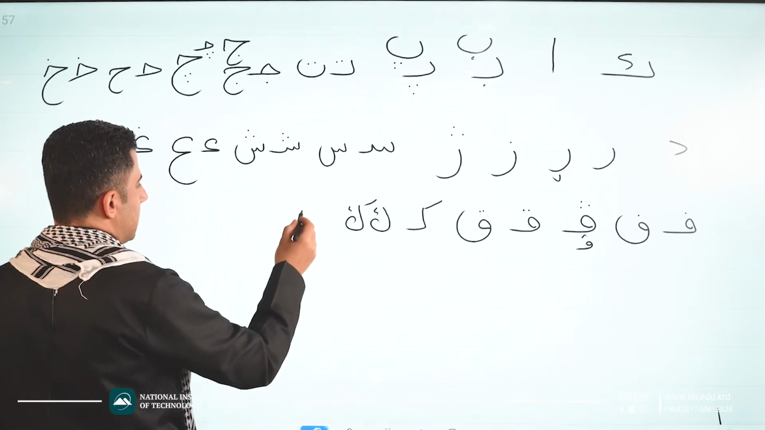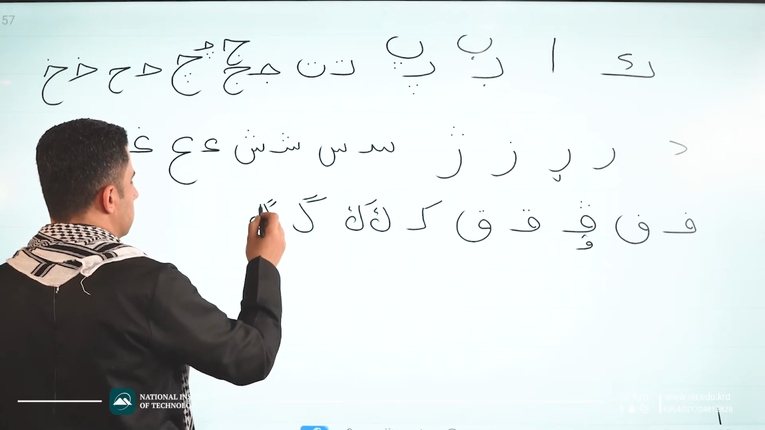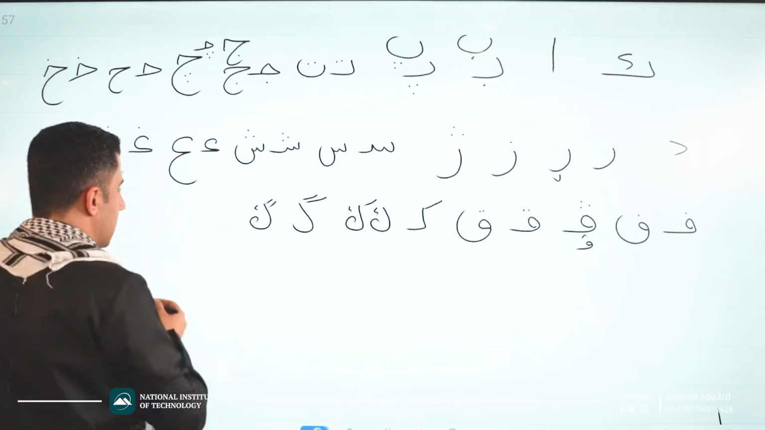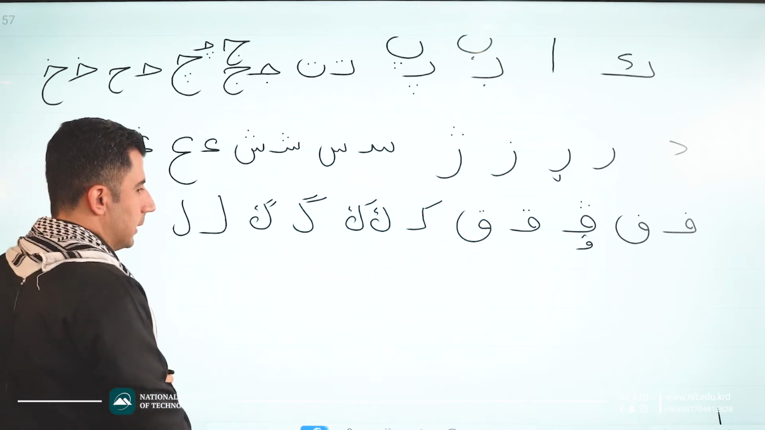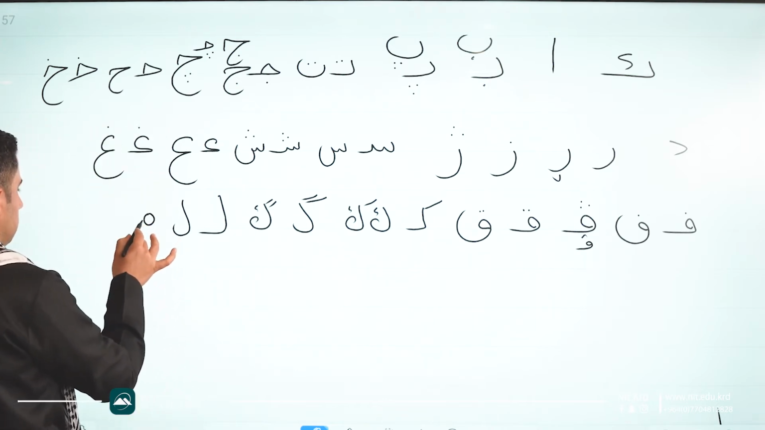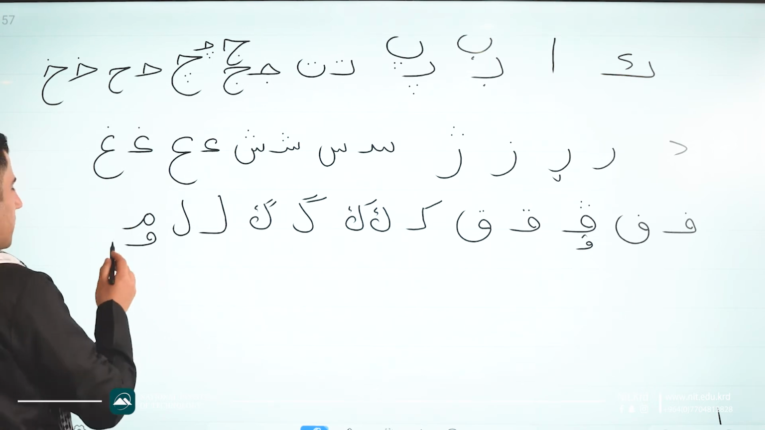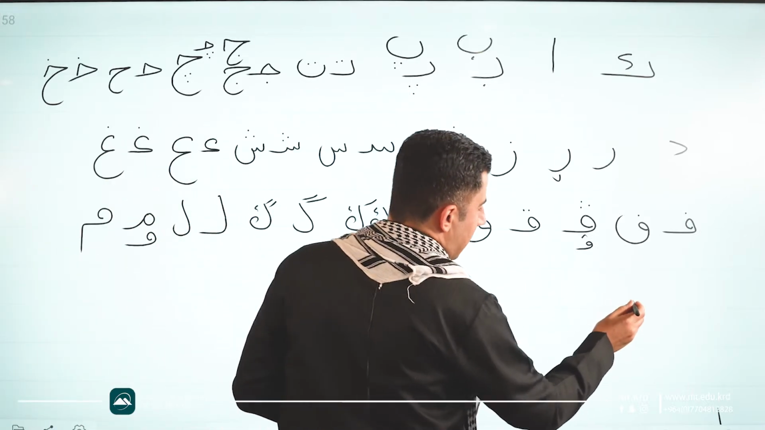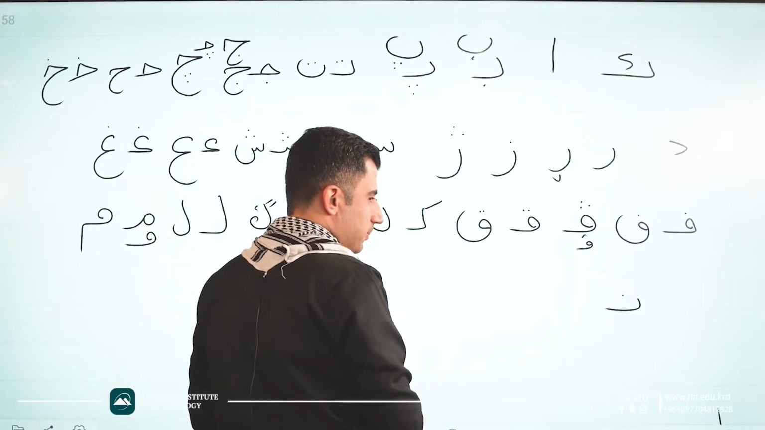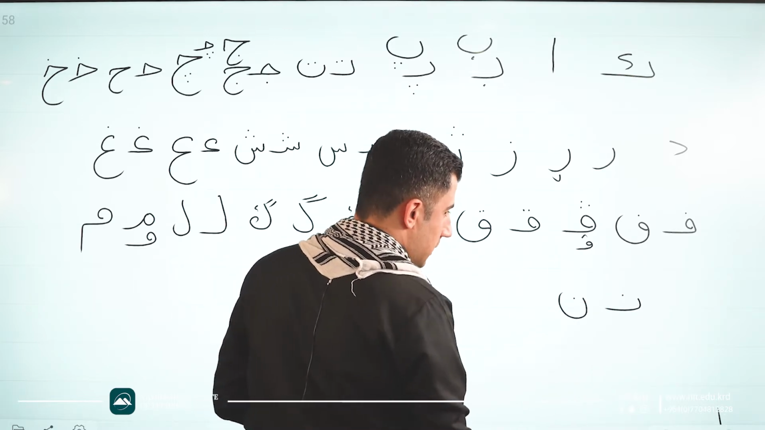Good. After k, we have g. At the end, it's like this. After that, we have l. At the end, it's like this. Then m. This style is the first one, and you can write down like this. Both are correct. But at the end, we have to do like this. After m, we have n. At the end, we have to write down like this.